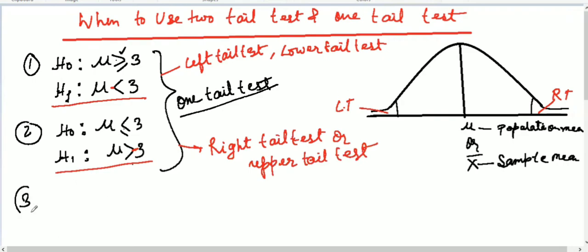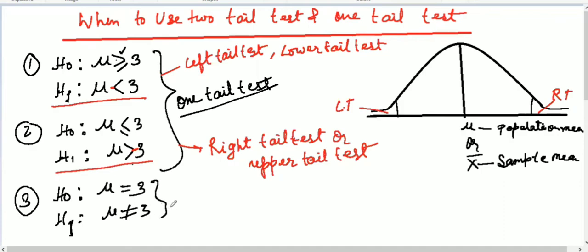And the third condition will be when the null hypothesis is mu equal to 3 and the alternate hypothesis is just the opposite, mu not equal to 3. So for equal to or not equal to, you are going to use a two tail test. Here you are going to use a two tail test.